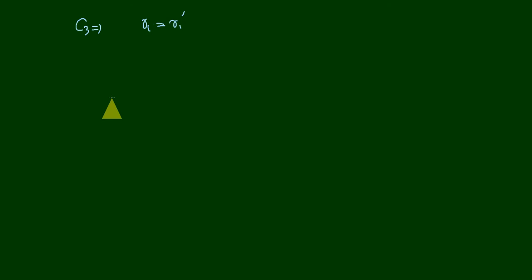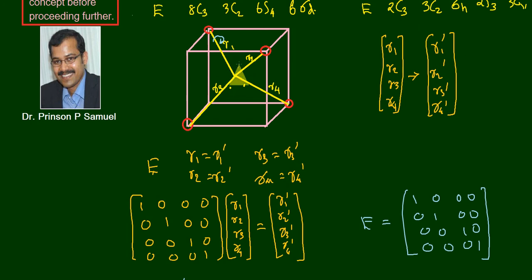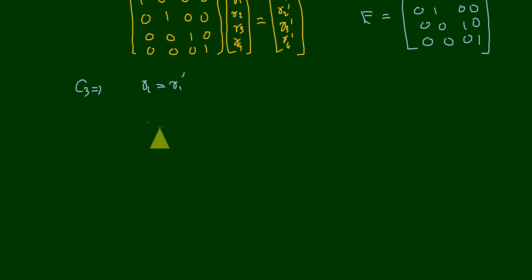R2 is going to the position of R4. Therefore, we can write R2 dash is equal to R4. That is, the new position of the R2 vector is R4. R2 is going in the place of R4. Therefore, the new state of R2 is nothing but R4. Therefore, we can write R4 is equal to R2 dash.